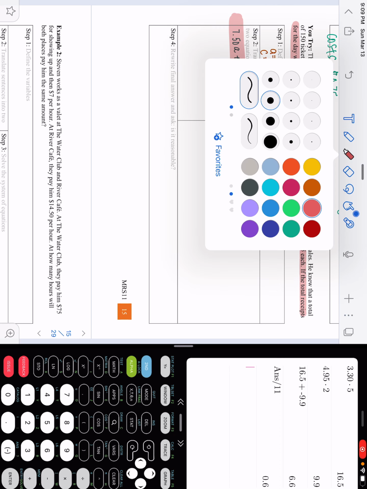So adult tickets are $7.50 each, so that's going to be 7.50A. And children's tickets, so 4.75C, is equal to $891.25. Could have done a little bit better with that. Okay. And then let's see if you guys can write the other equation.